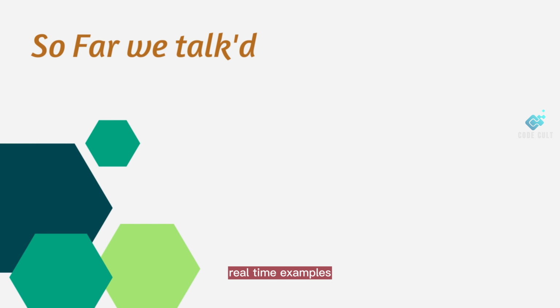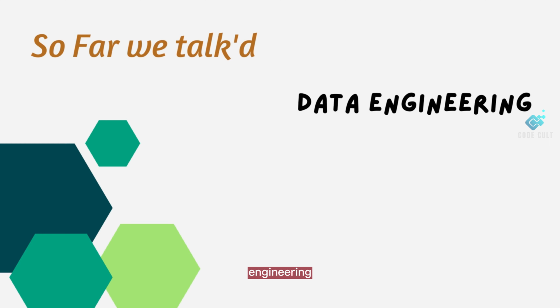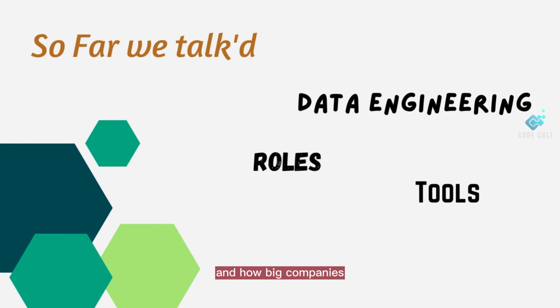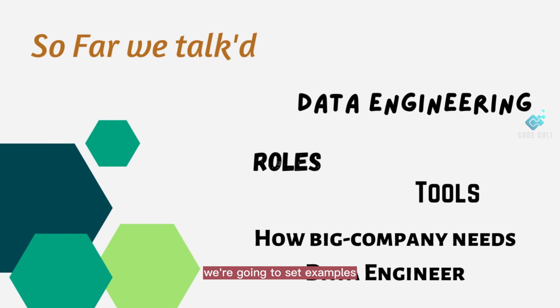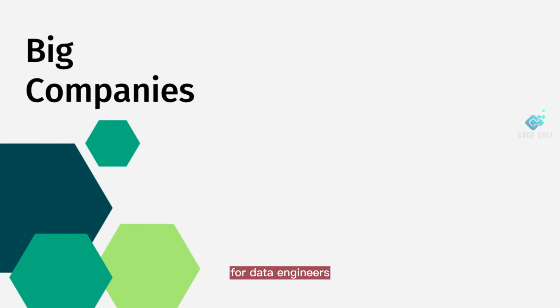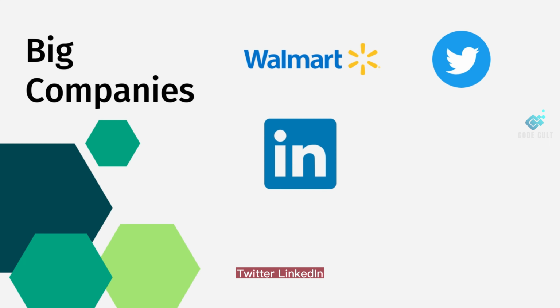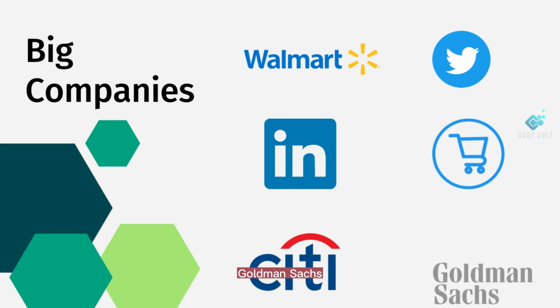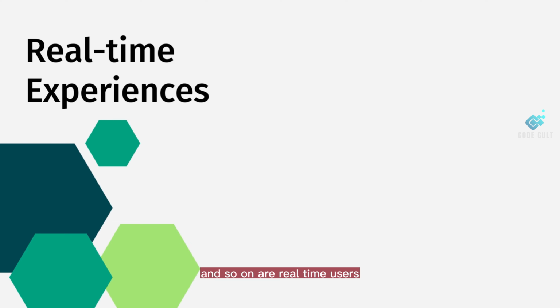Here, we have some real-time examples and their use cases. So far, we got to know about data engineering, roles and tools, and how big companies need them. Now we're going to set examples for company needs in real-time experiences. There are some companies with the highest paid salaries for data engineers for protecting and managing their data, such as Walmart, Twitter, LinkedIn, Amazon. Valued banking sectors like Citibank, Goldman Sachs, and so on are real-time users.